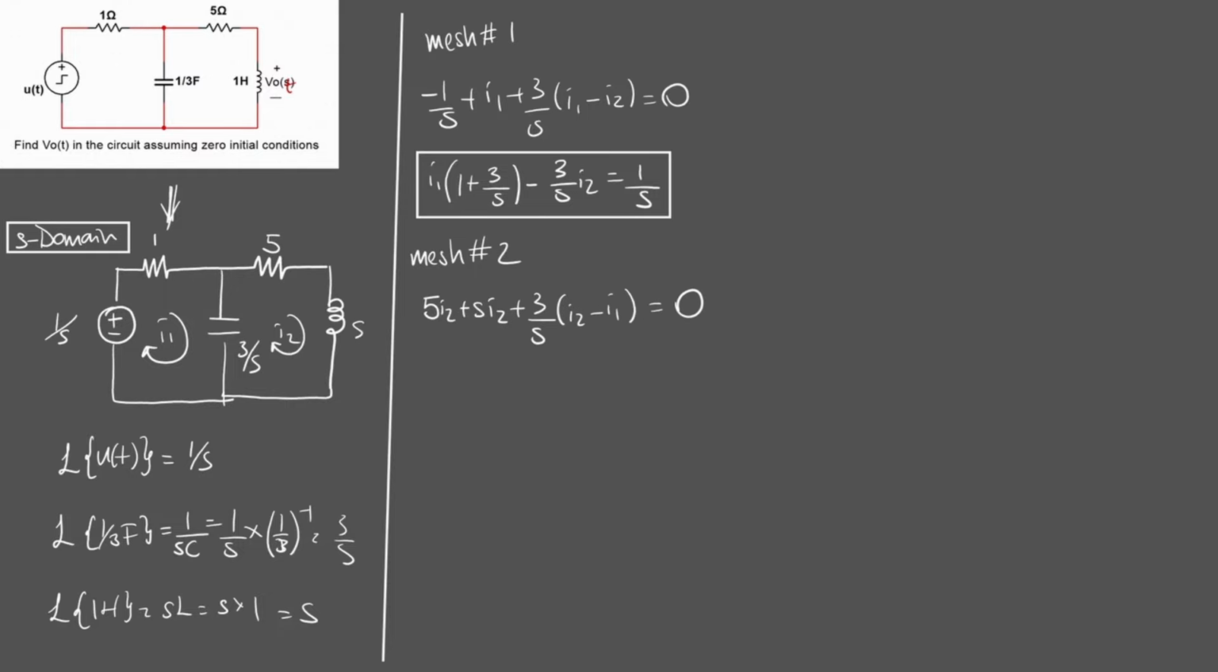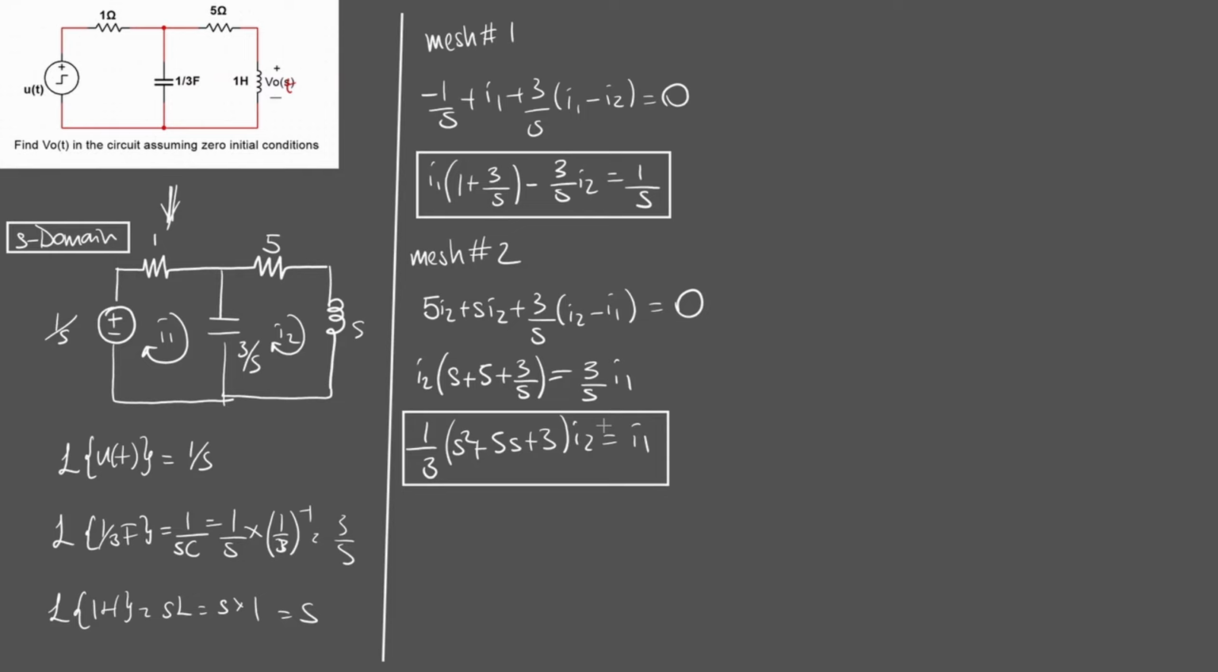We have 3 terms of I2 here. Let's see if we can bring that out. So that's I2 times S plus 5 plus 3 over S minus 3 over S I1, or is equal to 3 over S I1. Let's do it this way. Simple, short, and elegant. If we're to make I1 the subject of formula, we're going to multiply 3 by S and divide by 3. That's 1 over 3 S squared plus 5S plus 3 I2 is equal to I1.